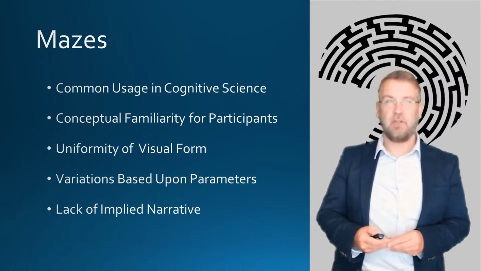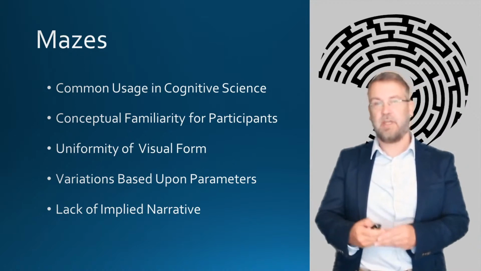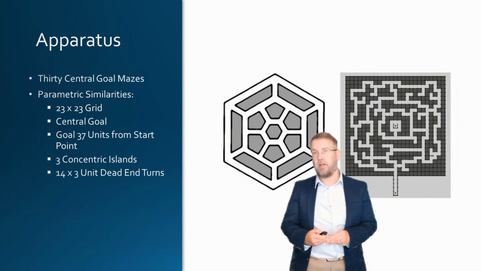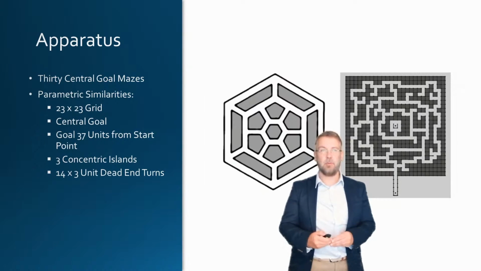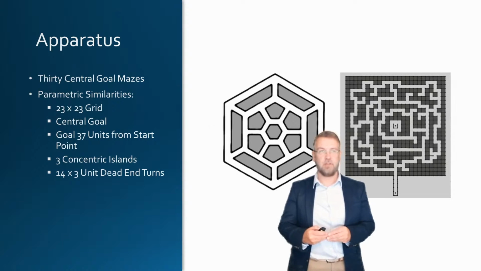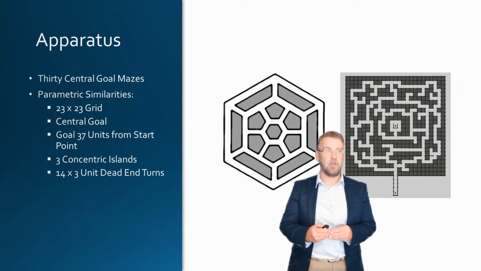What we decided to go with in the end was a central goal maze. We had run a pilot study where players used the left-hand rule to find the exit to a maze. So we went with a central goal maze, which allowed us to alleviate that problem. You cannot solve a central goal maze by just tracing around the edge. You'll end up back where you started.